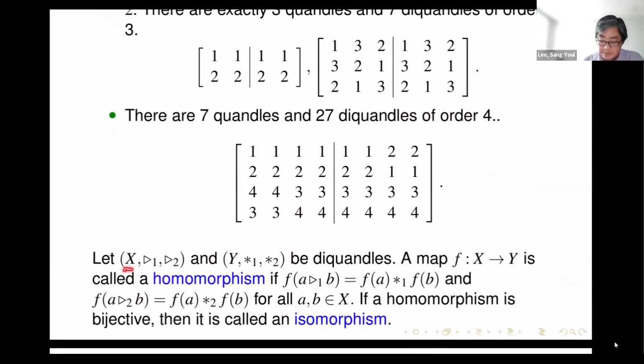X and Y are 2 diquandles. A map from X to Y is called a homomorphism if this map preserves the diquandle operations like this. If the homomorphism is bijective, then it is called an isomorphism.